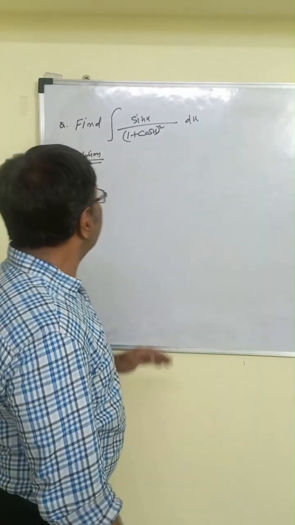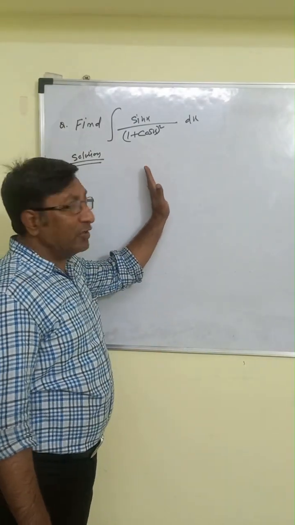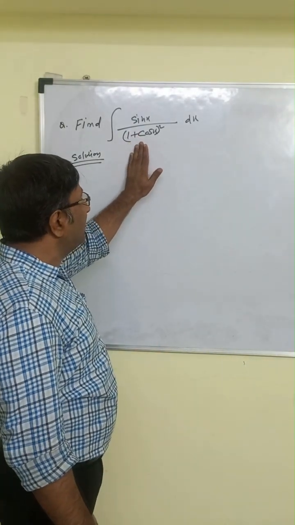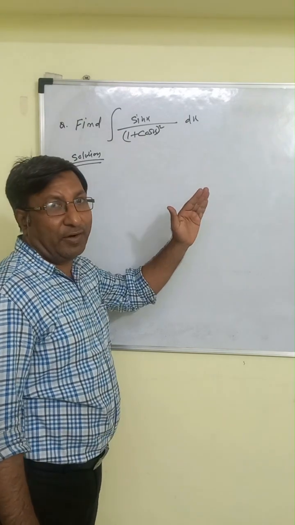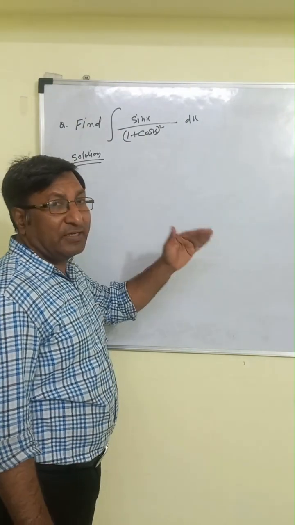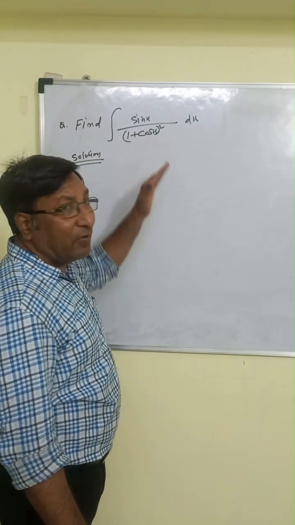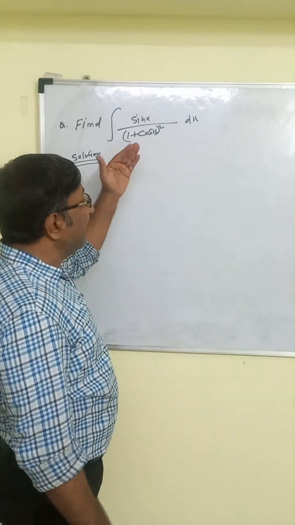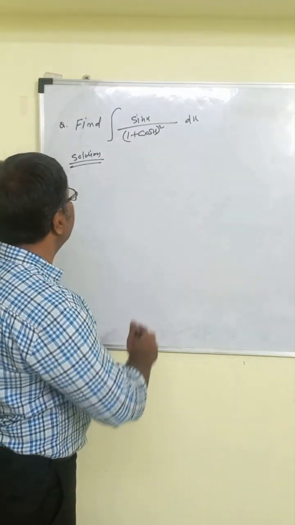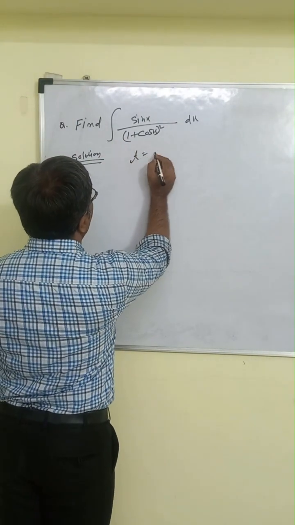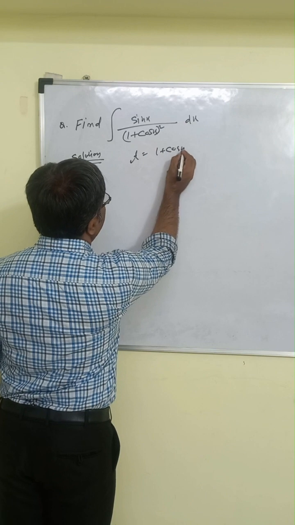Let us see the question. Find the integration of sin x upon (1 plus cos x) whole square dx. So for this type of question, the simple technique is what? You know the derivative of 1 plus cos x is minus sin x, and it is already in the numerator. So for this type of question, just put t equal to 1 plus cos x.